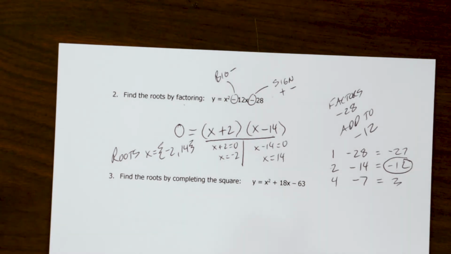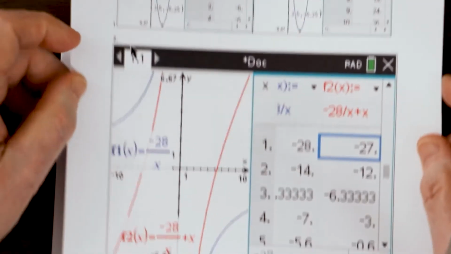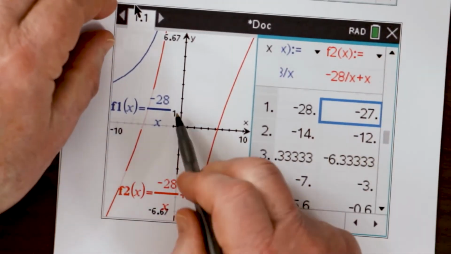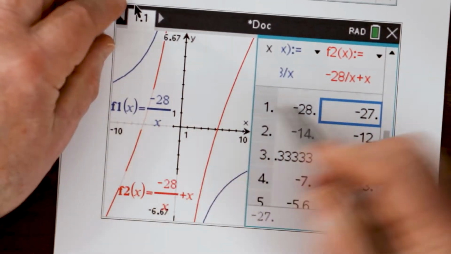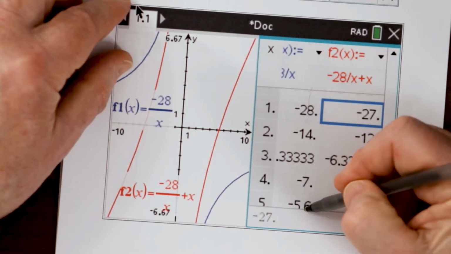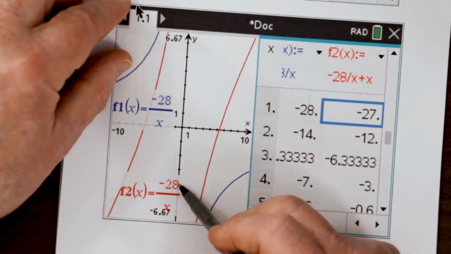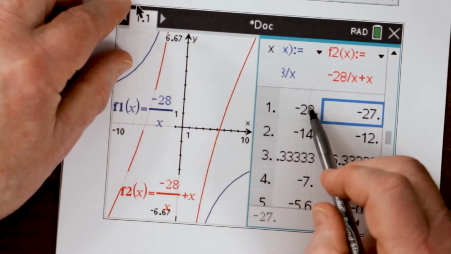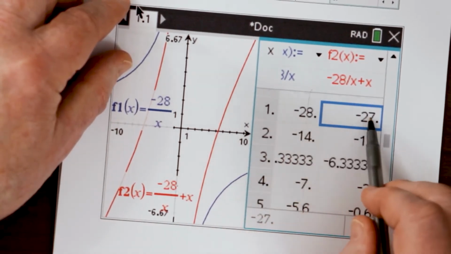Now, you can use your calculator on this, and it's kind of hard to see, but I'm going to show it to you anyway. If you put this in your calculator and define the factors of 28, you do negative 28 divided by x. That would give you this row here, okay? And then you do negative 28 divided by x plus x. So this gives you the factors, and this would give you the sum, all right?